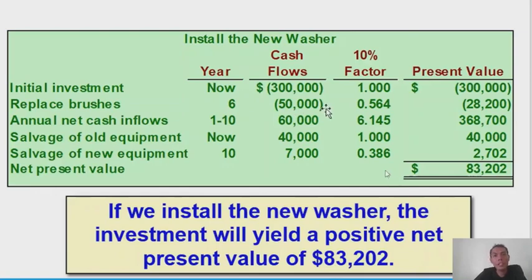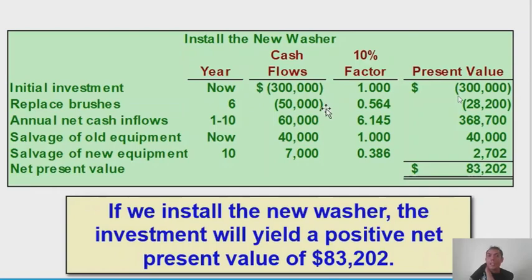Okay, so compare na natin is the install the new washer. So we use the total cost approach. Remember na ang initial investment nyo is 300,000, ang kanyang gagastusin for the new washer. Since this is occurring in year 0 or now, your discount factor will always be equal to 1 regardless kung ang discount rate mo ay 10%, 12%, 9%, and so on. Yung discount factor will be always equal to 1. So, ibig sabihin, ang value ng 300,000 mo today is 300,000 din.